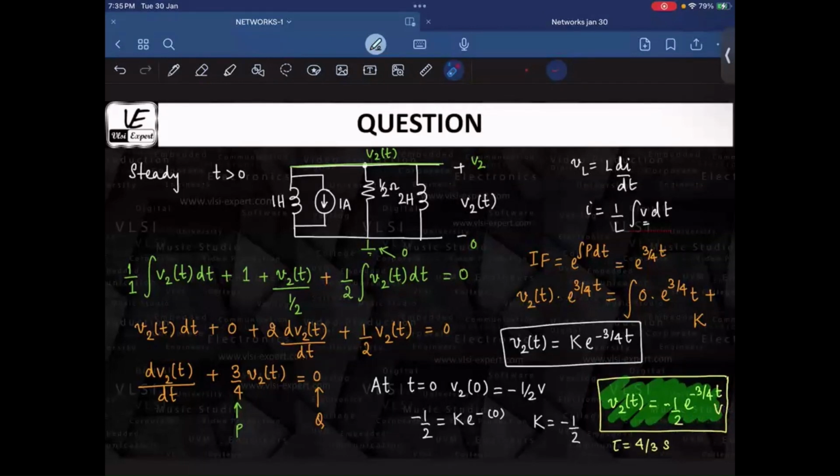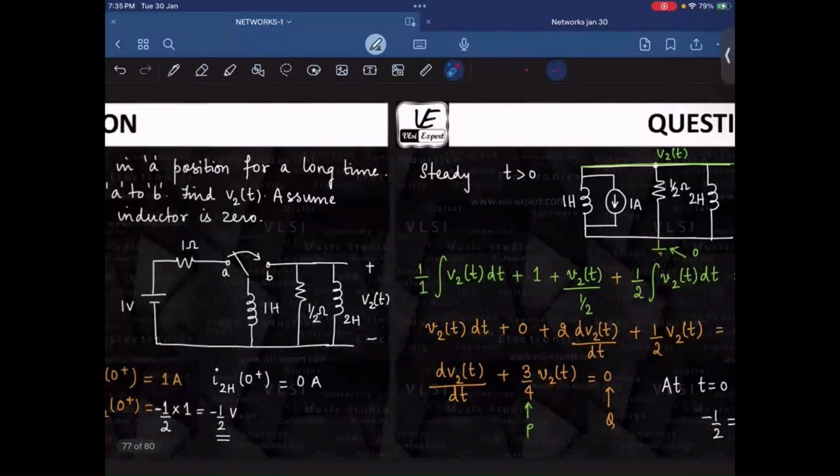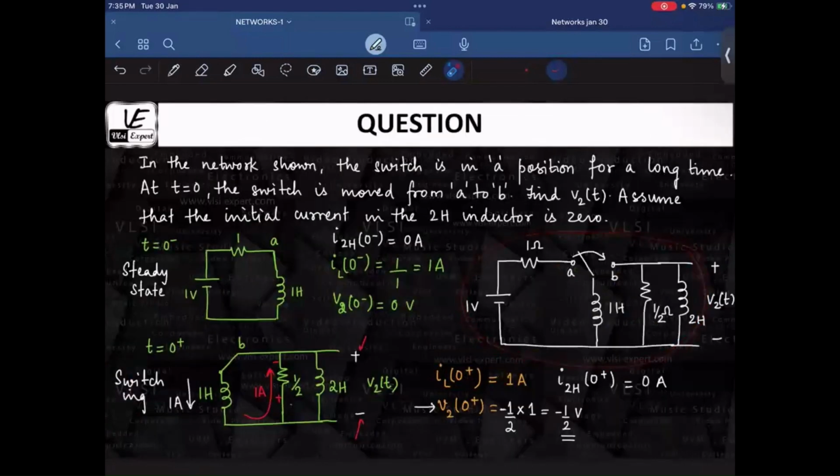Shall we go to the next problem? If you're noting down, let me know once you're done. So we started with this circuit. When changing the position, you have to find what is V2.